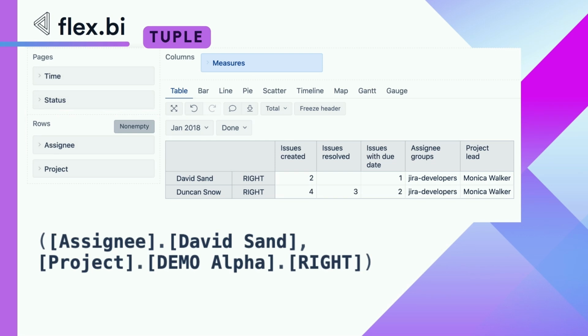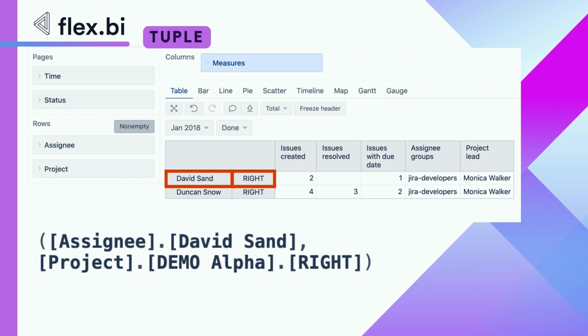So first, let's start with a tuple. Here we have a report where we have assignee David, and we have a project component, right? So we have those two things. And when we combine those, or see what's the common issues created for those, we can see there's two issues created between David and component, right.